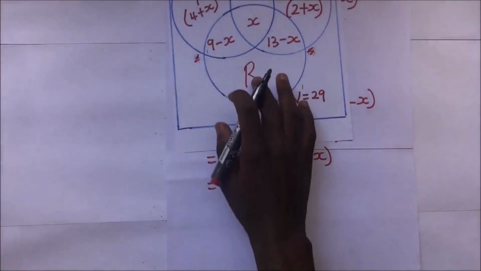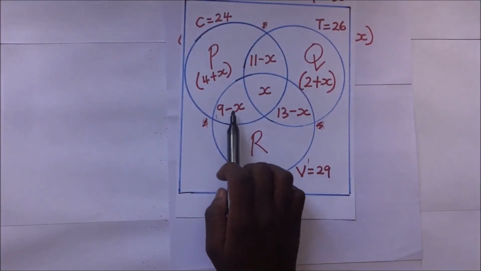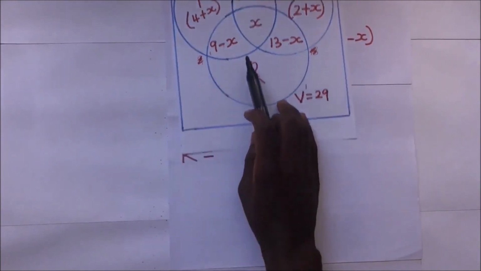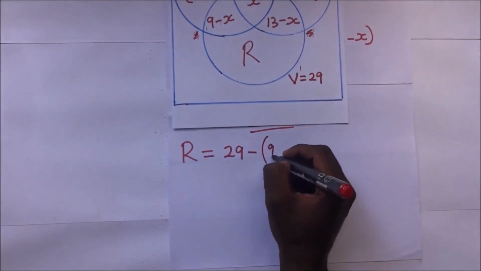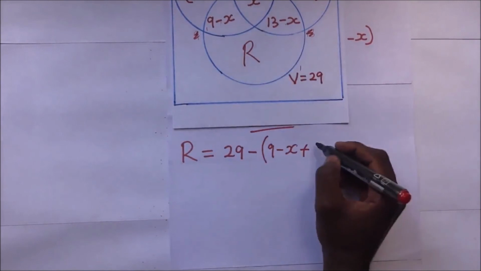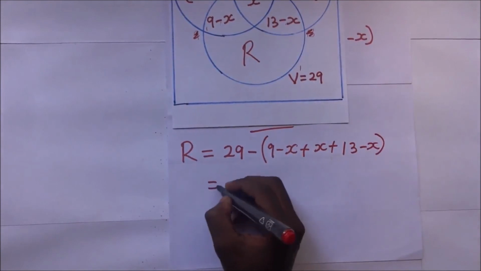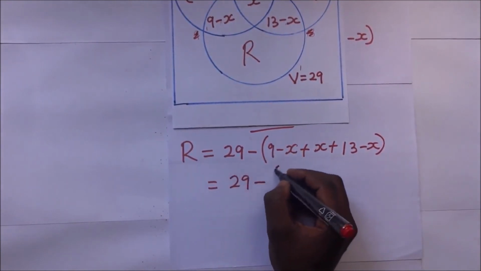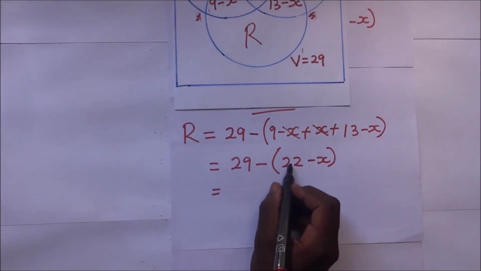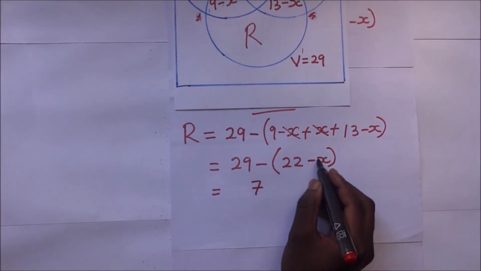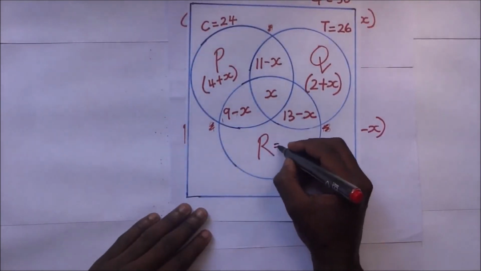So we go ahead and find our value of R. Our value of R is going to be 29 minus this, that, and that. So R is going to be 29 minus 9 minus x plus 13 minus x. So that's going to become 29 minus 22 minus x. So we end up with 29 minus 22 giving us 7. This and that is plus x. So our value of R here is 7 plus x.